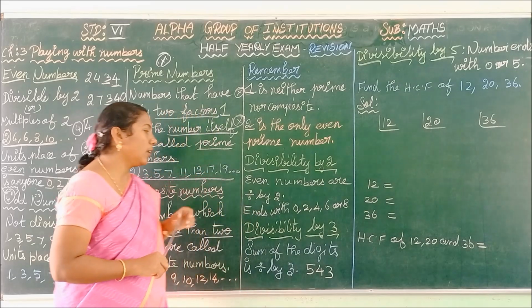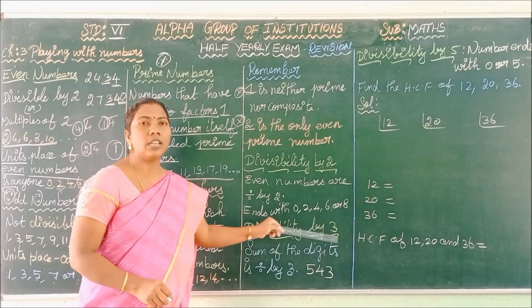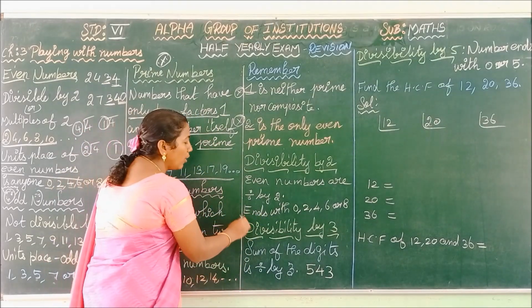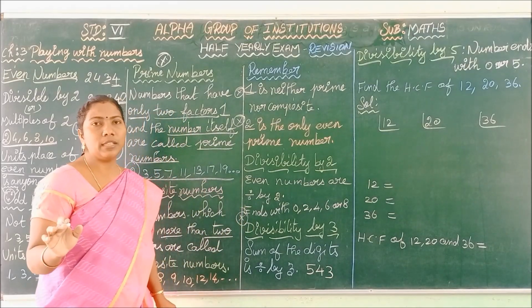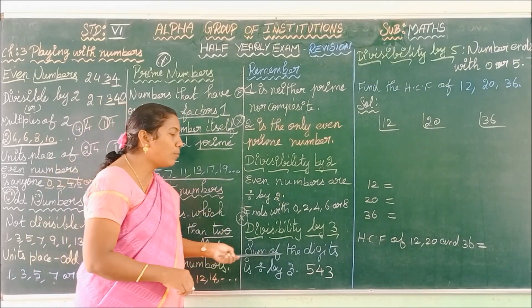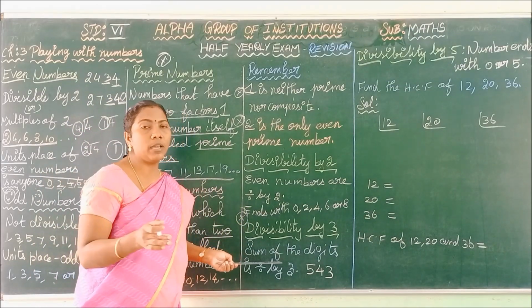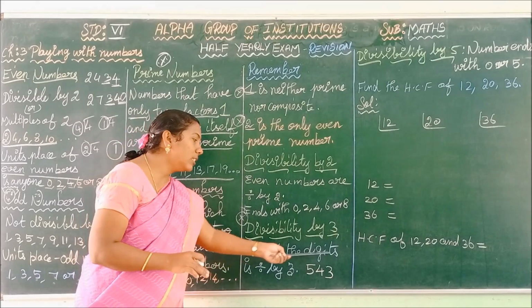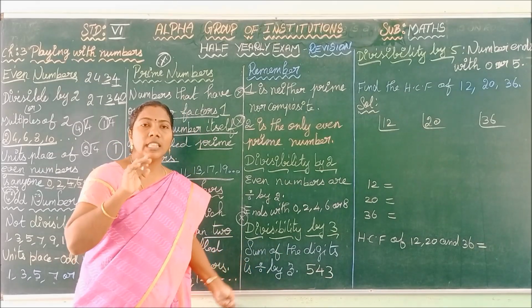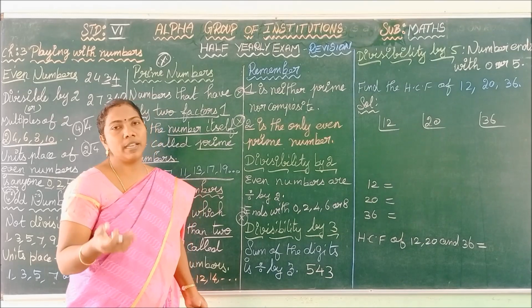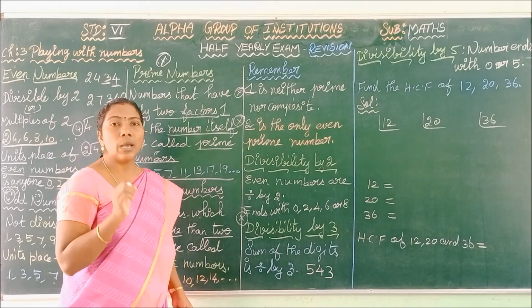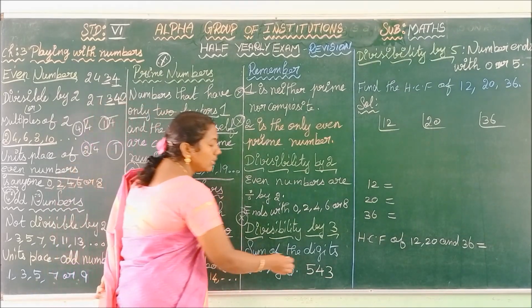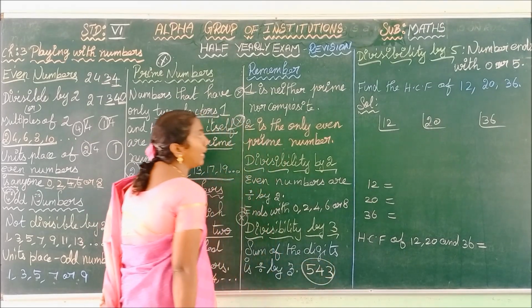Next we are going to see divisibility by 3. It is very important. How can you find whether the given number is divisible by 3? For that you have to sum the digits. If the sum of the digits is divisible by 3, the given number is divisible by 3. What is meant by sum? Sum means add. Suppose this is the given number, 543.